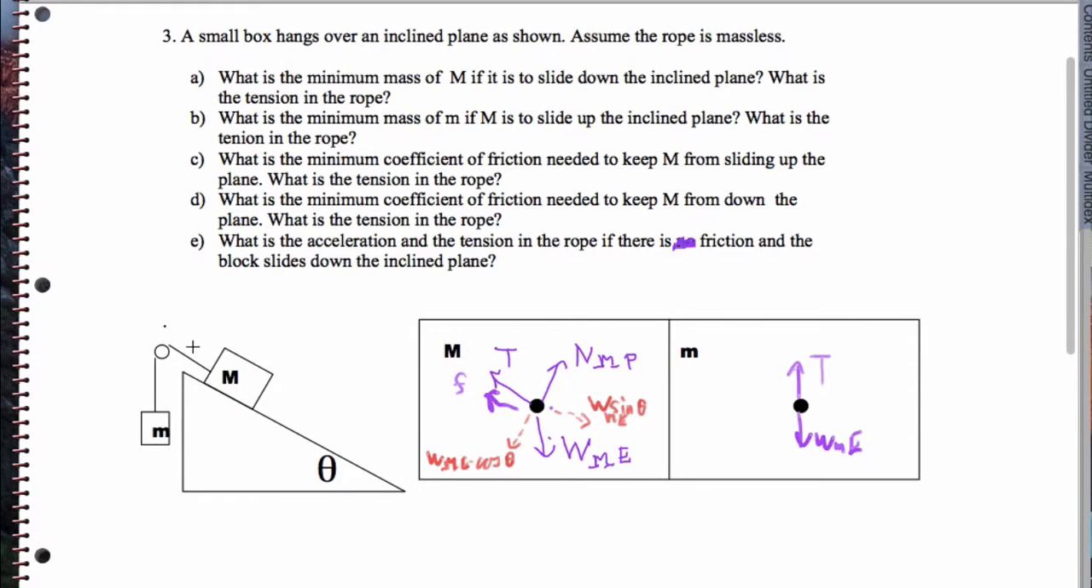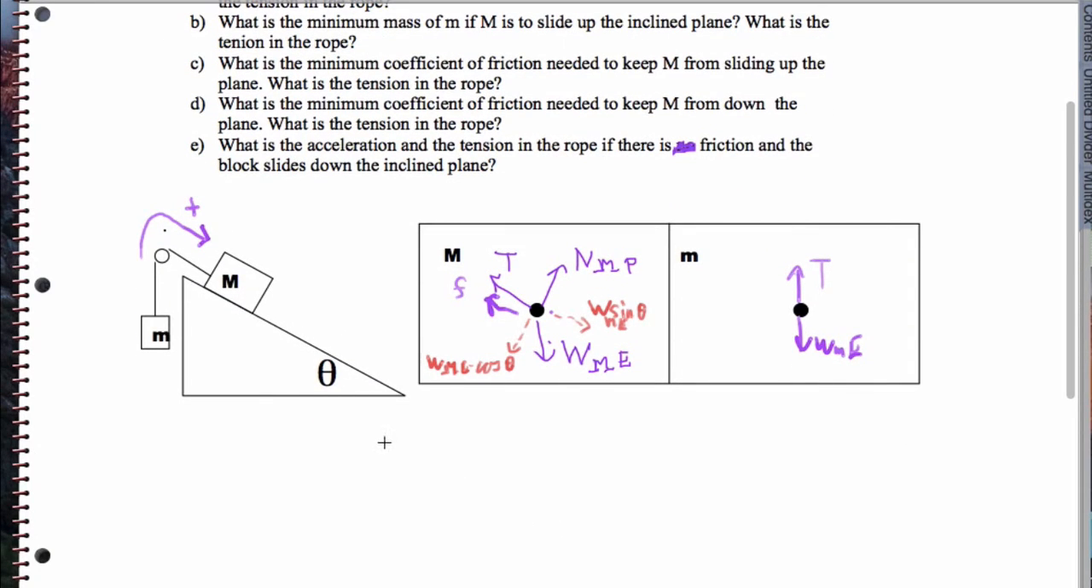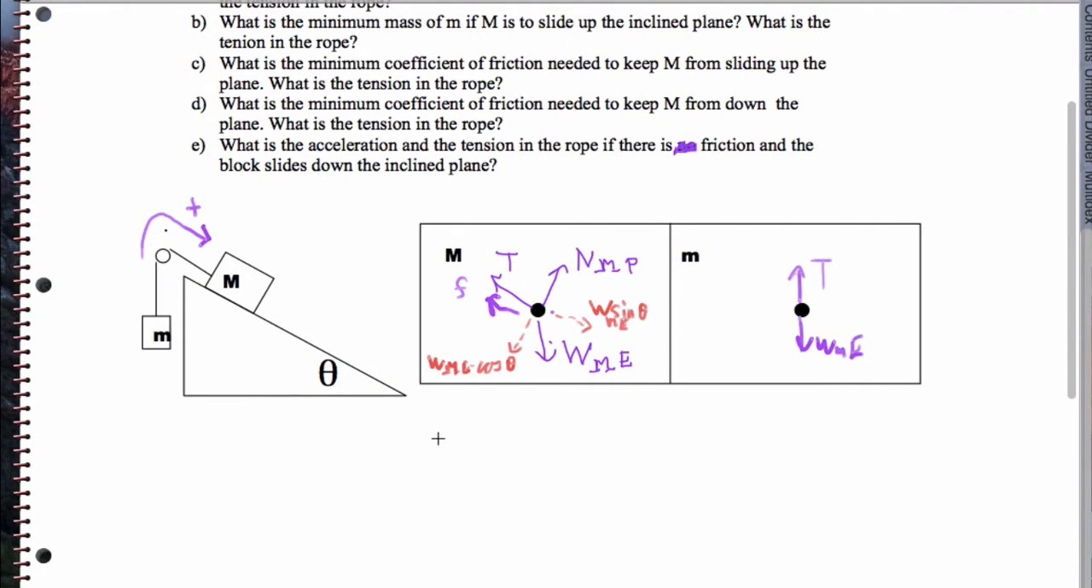So let's define the block slides down the inclined plane. So we're going to define this direction as positive. And let's set up our equations. So in the x direction for big M, set up the equations. For big M in the x direction. And then for little m, we'll set up its equations too.